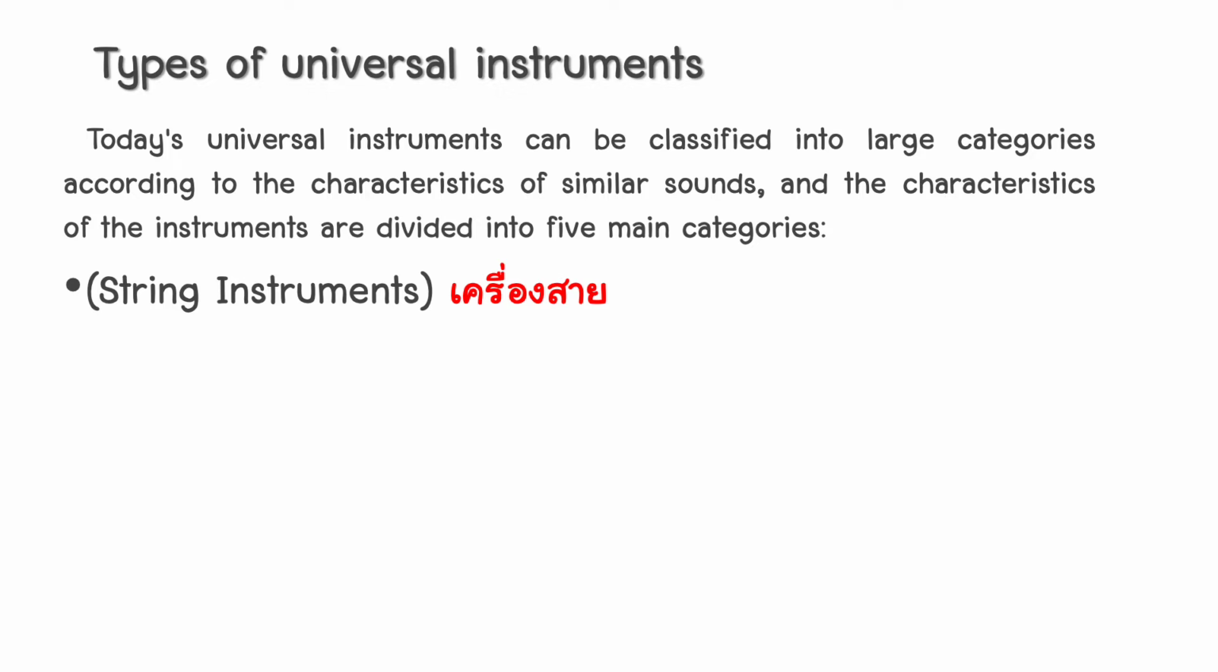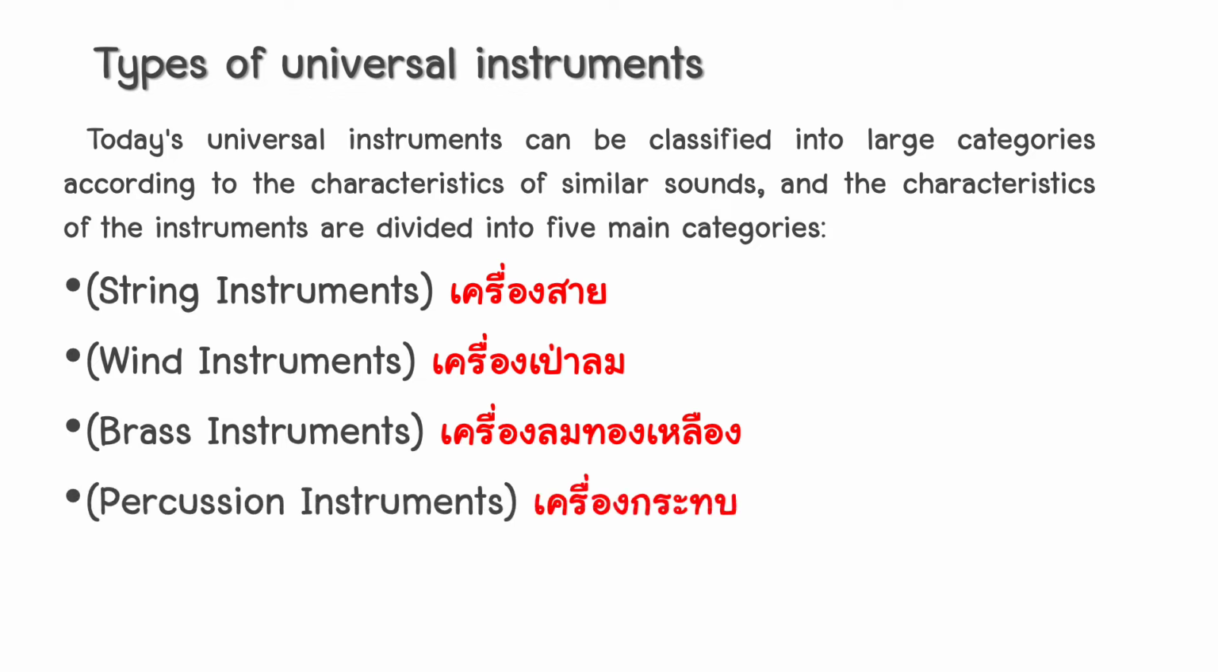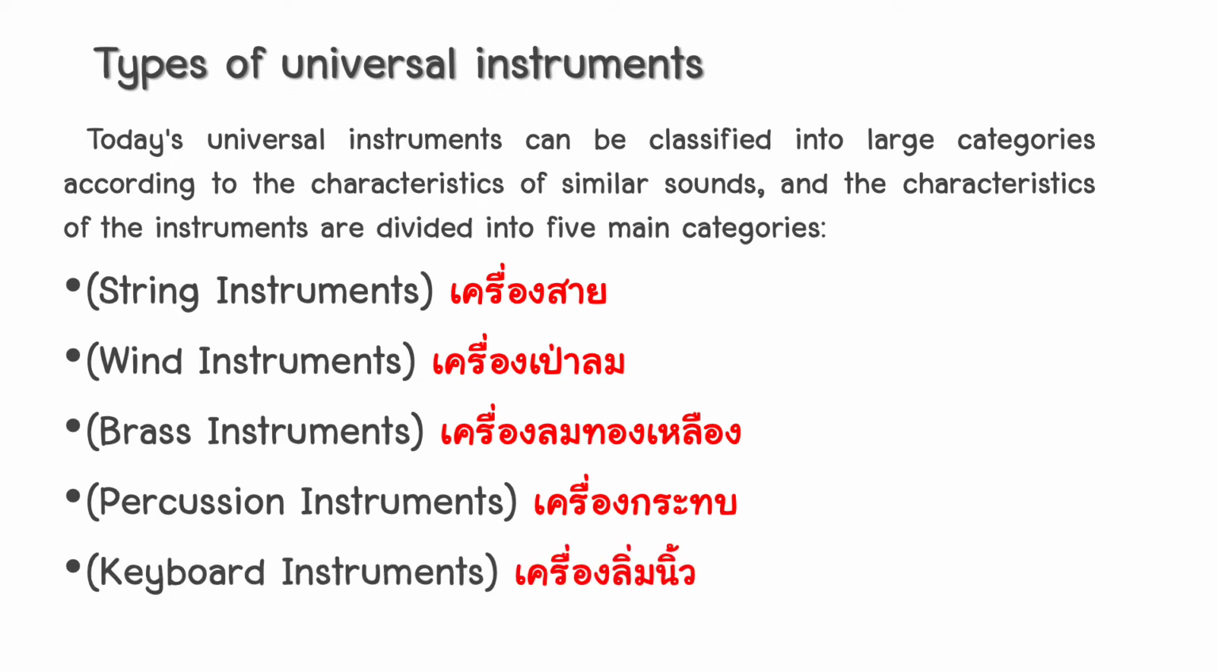String instruments. The other one, number 2, wind instruments. And then next are the brass instruments. And then we also have percussion instruments. And then keyboard instruments. These are the 5 main categories of instruments.